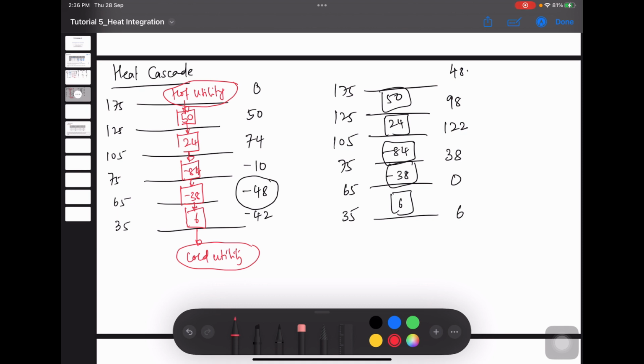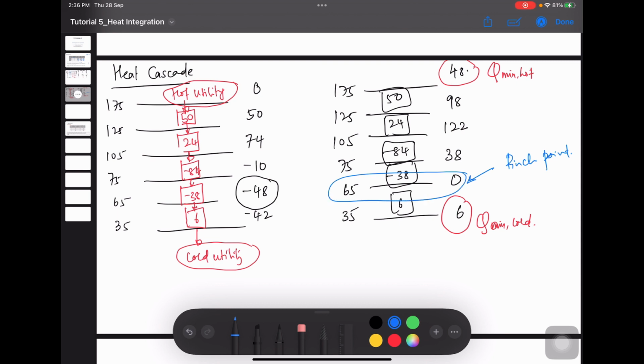So now this is our minimum hot utility requirement, and this is our minimum cold utility requirement, and this is our pinch point where we get 0, and our pinch temperature is 65.